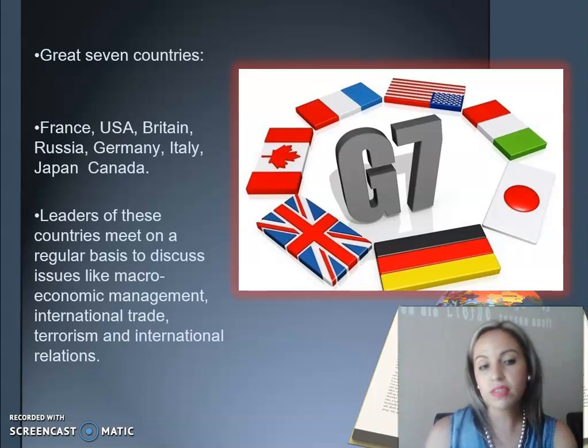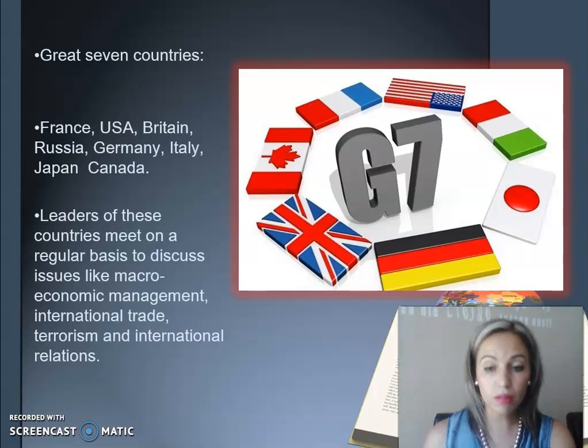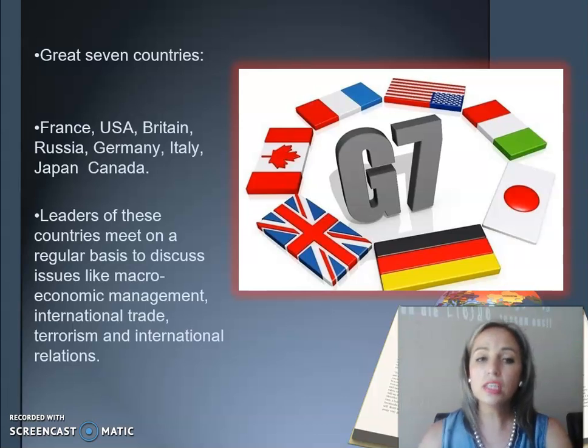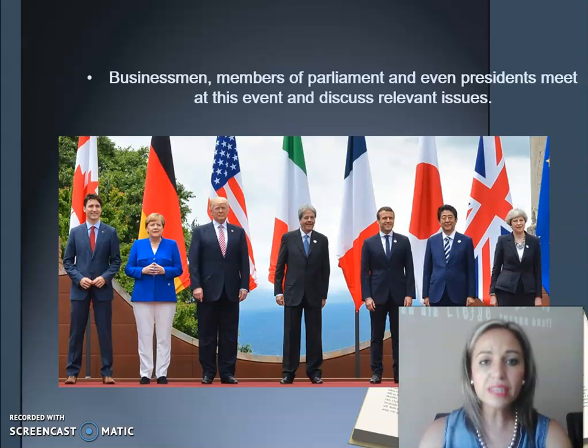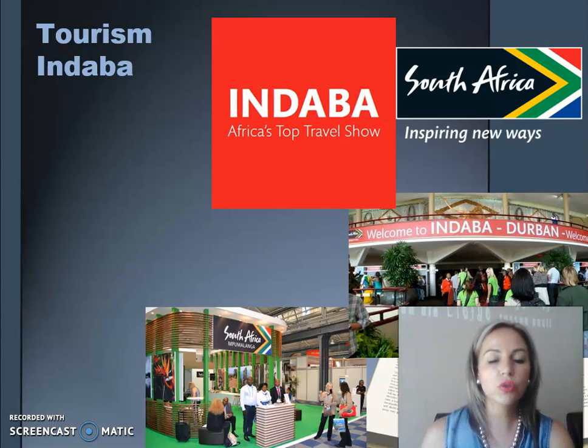So what happens at the G7 summit? It's where leaders of the 7 most developed economic countries meet up and discuss various issues. These issues might include economic management, international trade, international relations, as well as terrorism and how to improve security in the country. Businessmen, members of parliament and presidents meet and discuss these relevant issues and try to better them.